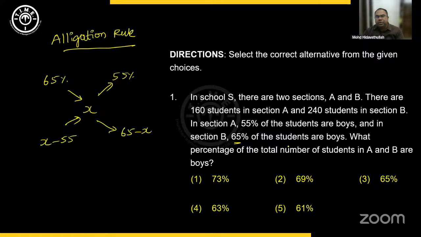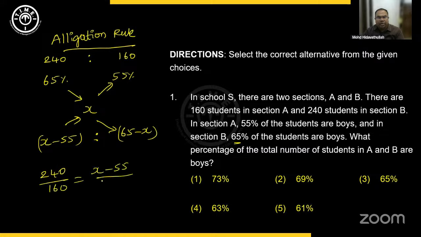Now, this is the section B percentage. Section B, how many students are there? 240. You write the strengths here, 240 and 160 here. Correct, guys? These two quantities are always mixed in this ratio. So 240 upon 160 is equal to x minus 55 upon 65 minus x. 3 times 65 minus x, 2 times x minus 55. So 195 minus 3x is equal to 2x minus 110. So you'll get 5x is equal to 305. x has to be 61%.